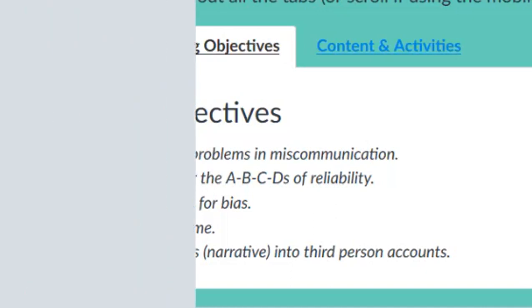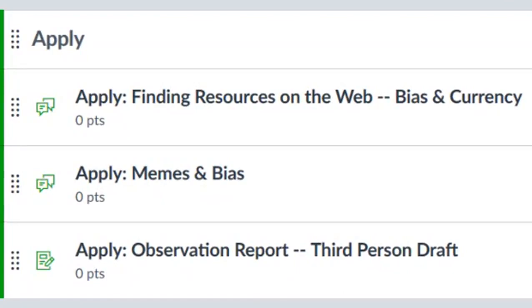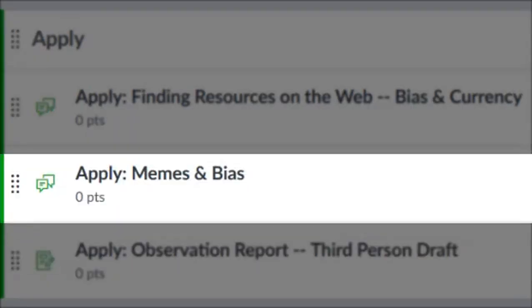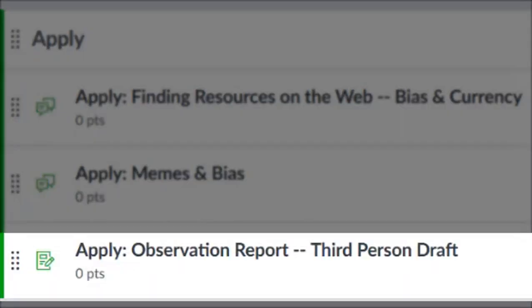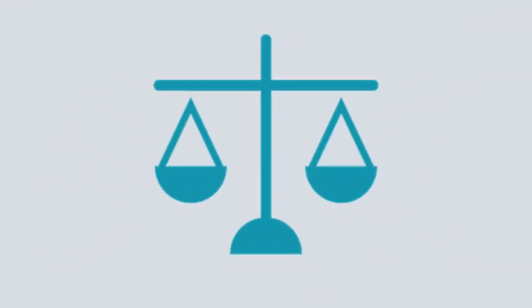In addition to content elements and formative assessments, summative, that is graded, assignments in this unit are: discussion, researching websites about communication breakdowns for bias and currency; discussion, finding memes and examining bias; writing project, rewriting draft for third person. Do our objectives align? That is, are we telling our students up front what they will be doing? Let's check this out by going to our assessments for this unit.